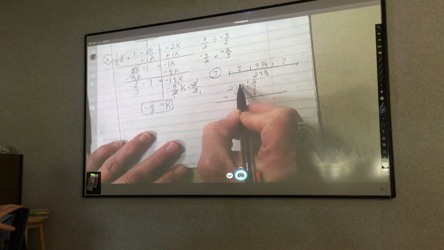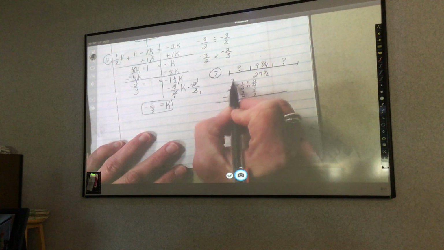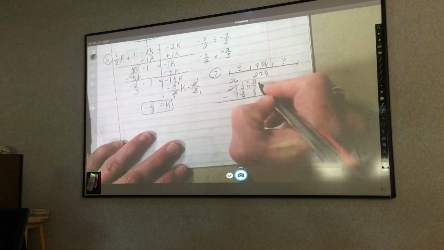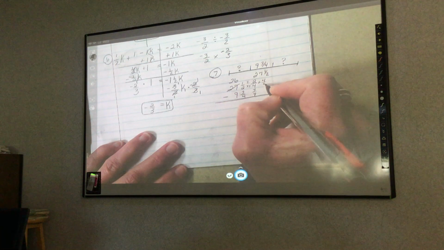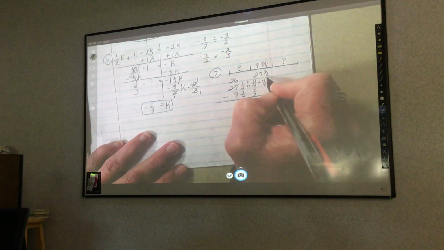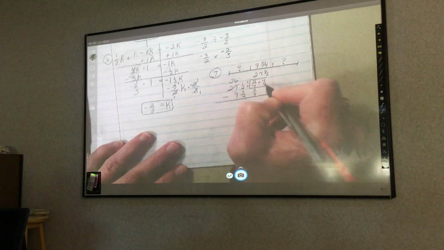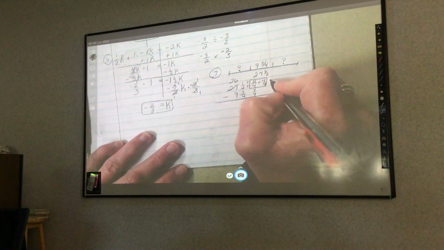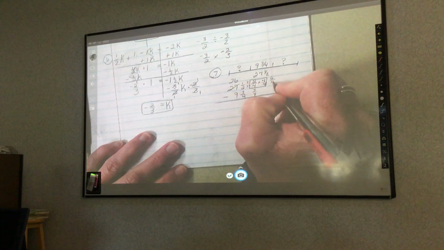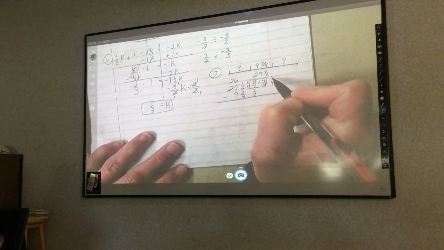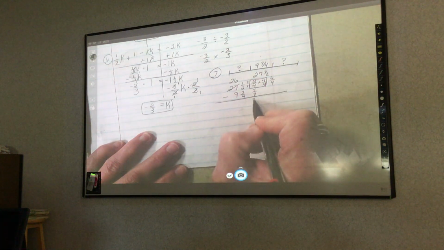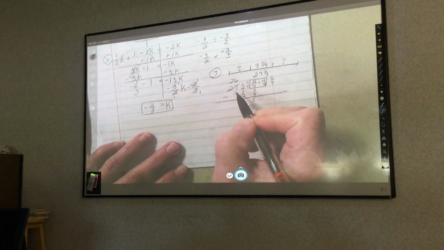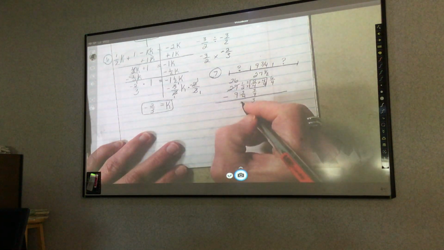So you borrow. The 27 becomes a 26. If I'm borrowing one whole, that means I add one whole, but in fraction form. Isn't 4/4 1? Yes. So 2/4 plus 4/4 is 6/4. Now I can take 6 minus 3, which is 3/4. And then 26 minus 9 is 17.